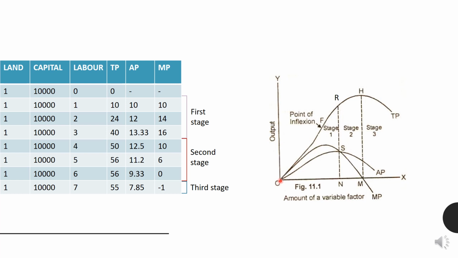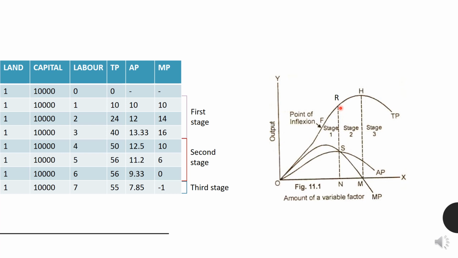Observe the point, that is from the origin O to R, TP is increasing. Here the TP is increasing at an increasing rate. So this is the first stage of production. In this first stage, you can also observe that MP is increasing, AP is also increasing. And the very interesting point here is that AP is below the MP, and MP is more than the AP in the first stage. And this F is a point of inflection.